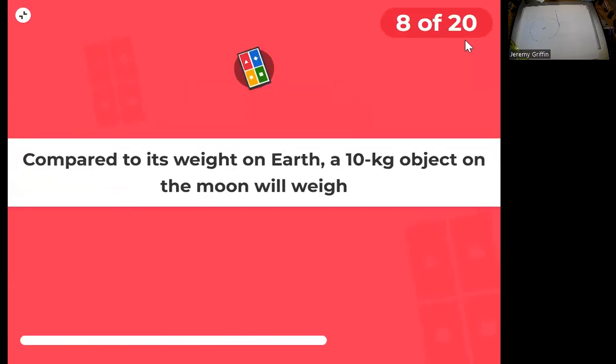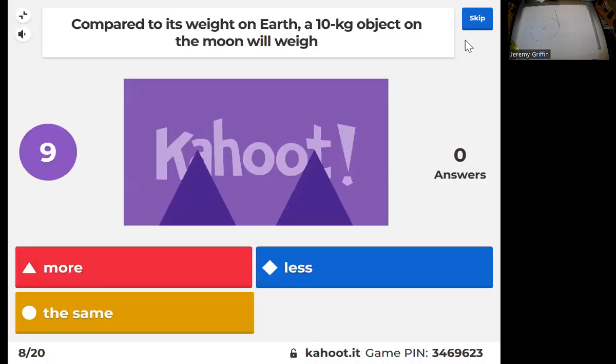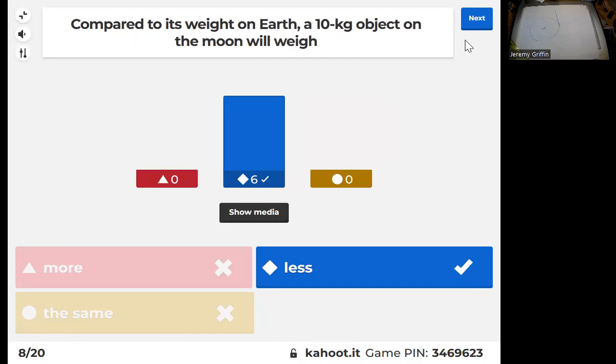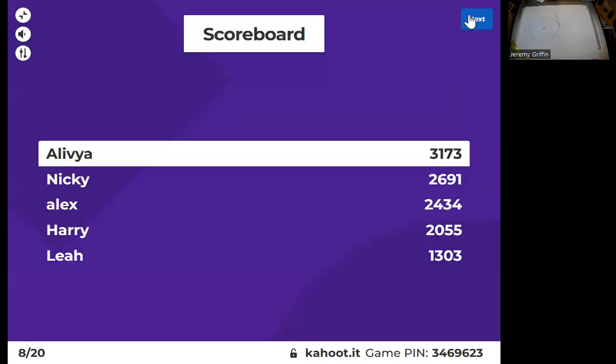Compared to its weight on Earth, a 10-kilogram object on the moon will weigh what? Yeah, less, right? Well, way less, it has less gravity force on it, right? But does it have the same mass on the moon? Yeah, 1 kilogram on the Earth is still 1 kilogram on the moon, okay? But it weighs about 10 newtons on Earth, and it only weighs about 1.6 newtons on the moon. Yeah, so you guys are right. Same mass, less weight on the moon.